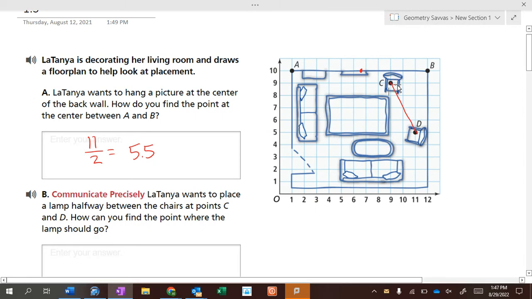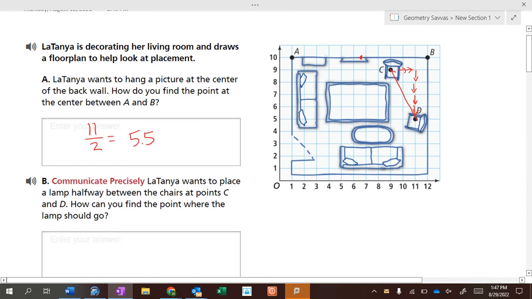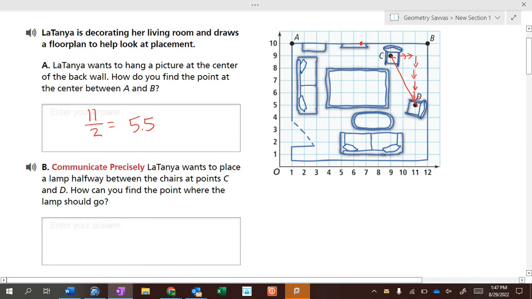How far to the right do we go before we start going down to D? How many squares do we go? 2 to the right. And then how far down do I go to get to D? 4. So we have to take what Kira said on the first one, because she said take the distance and divide by 2. So if you went 2 to the right and 4 down, if you're going halfway between, you're going to divide by 2. So if we divide them each by 2, you're going 1 to the right and 2 down.